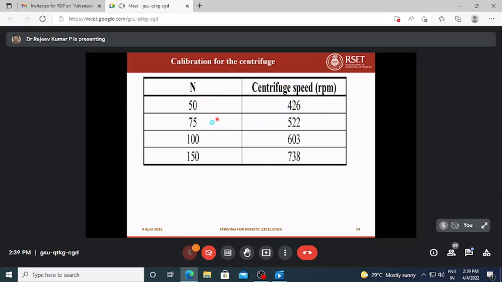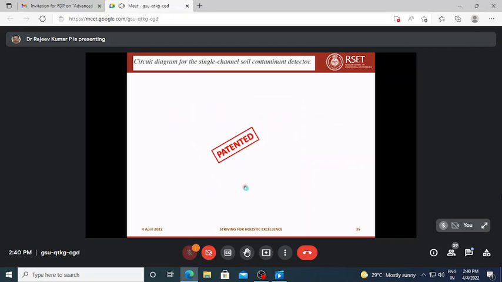Okay, you can see here for 50 G you have to spin the centrifuge at an RPM of 426, and for 150 G it should be at 738. So this is the calibration. Every centrifuge actually has different calibration levels.